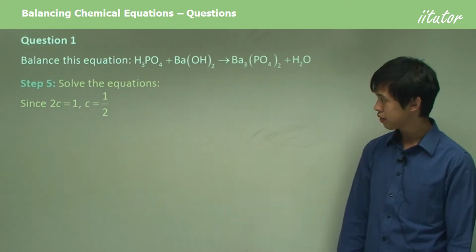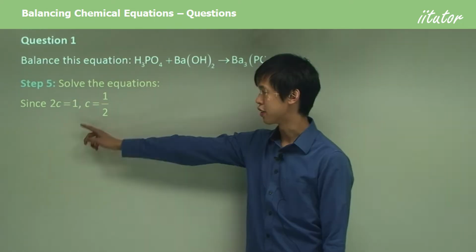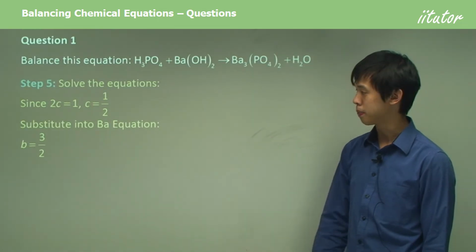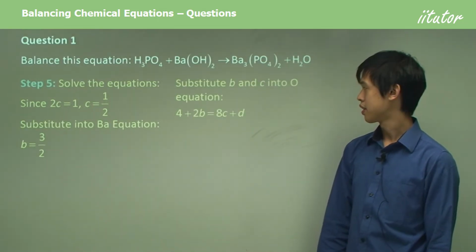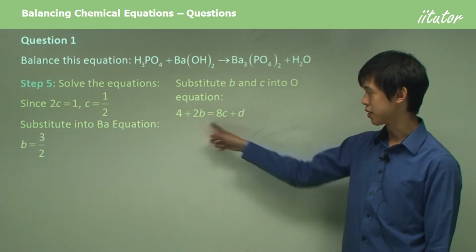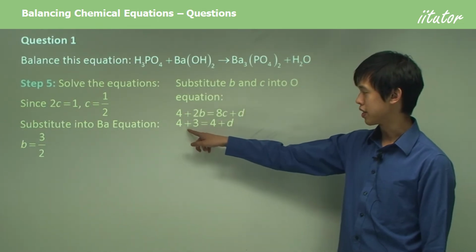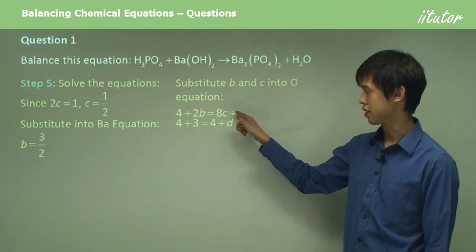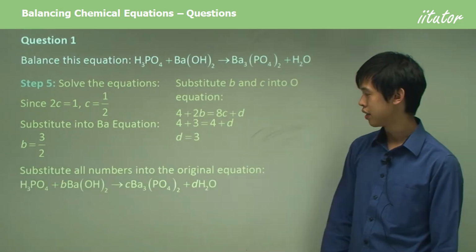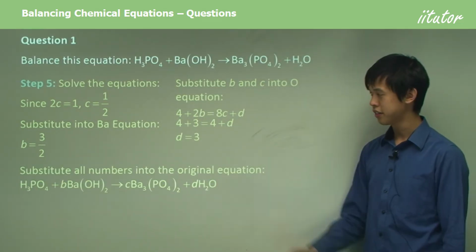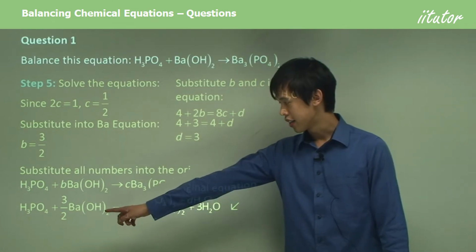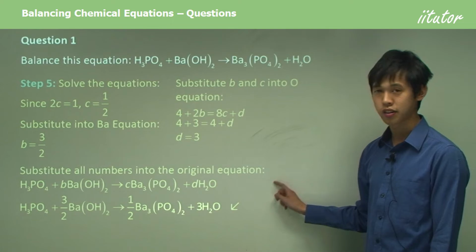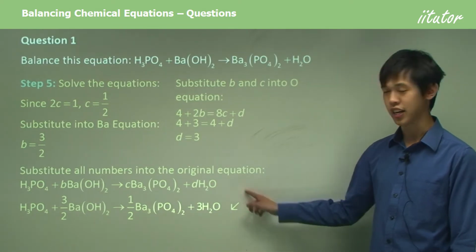Okay. Now we just solve the equations. Now since 2C equals 1, C equals a half. Now if we substitute that back into the Ba equation, B equals 3 on 2. Substitute B and C into the O equation, which is this. So we get 4 plus 2 times 3 on 2 is 3, equals 4 plus D, because C is a half, so D equals 3. And then we substitute all the numbers back into this equation, and we get H3PO4 plus 3 on 2 Ba(OH)2, and that goes to a half Ba3(PO4)2 plus 3 H2O.